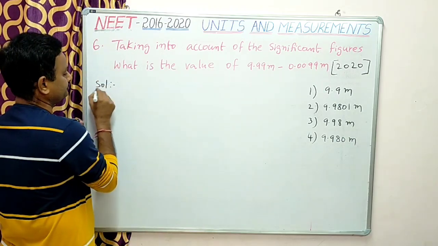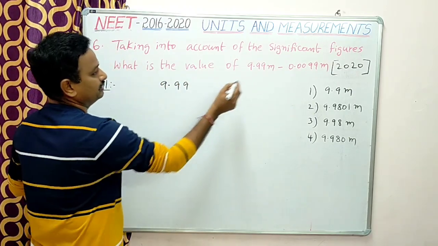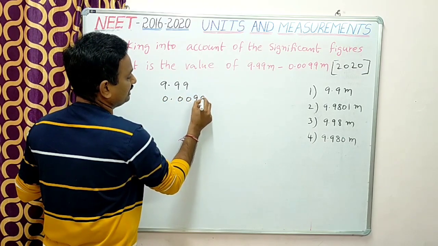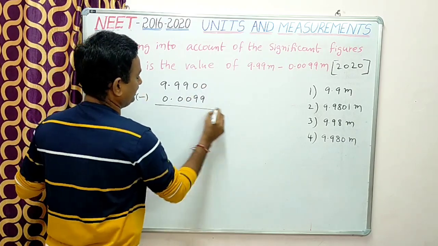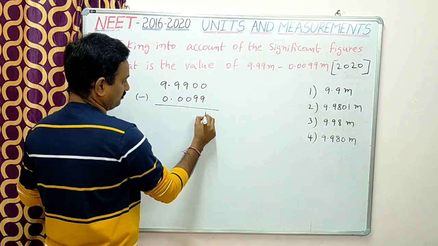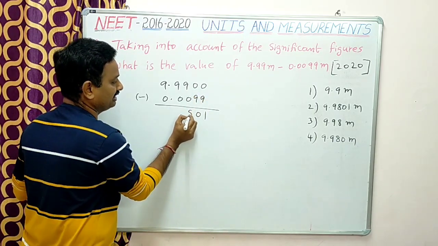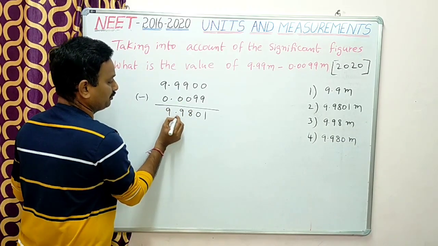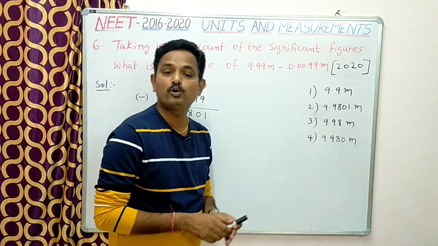Solution. See, 9.99. Okay. Next 0.0099. Okay. Here I will take 0. So I need to subtract here. Here, if I take borrow here, 10 minus 9, 1. Here 9 minus 9, 0. Here 8 will be there. So here we will get 8. And here we will get 9. So we will get 9.9801. If you see, option 2 we have 9.9801.